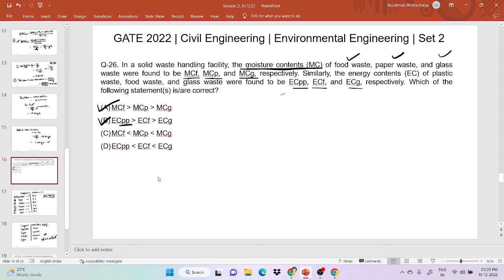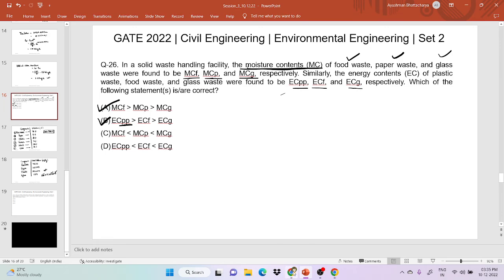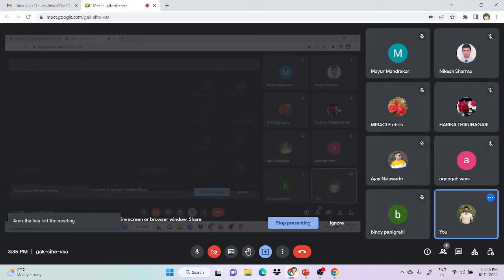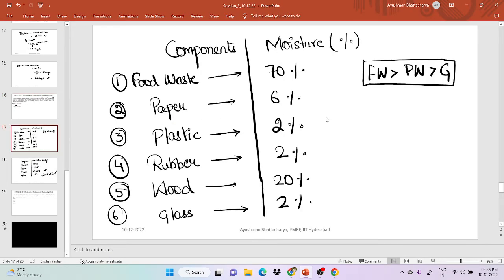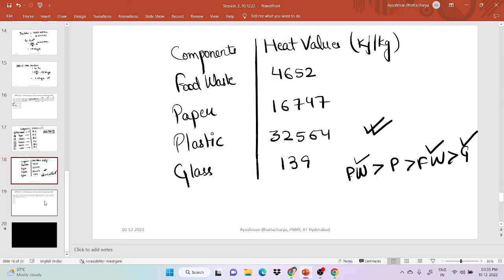I hope this is clear. Is it clear? Yes, sir, clear. Okay. So I will suggest you at least remember these values. It will be helpful for you.